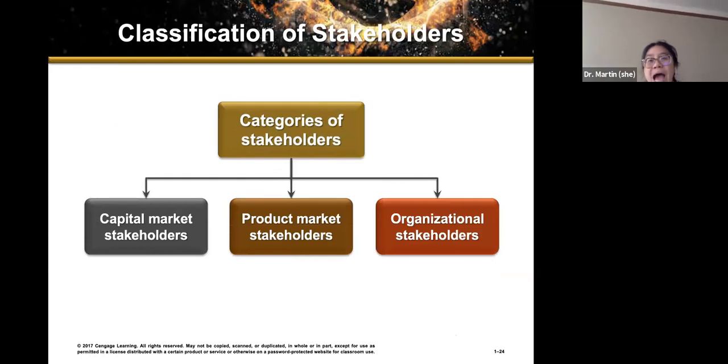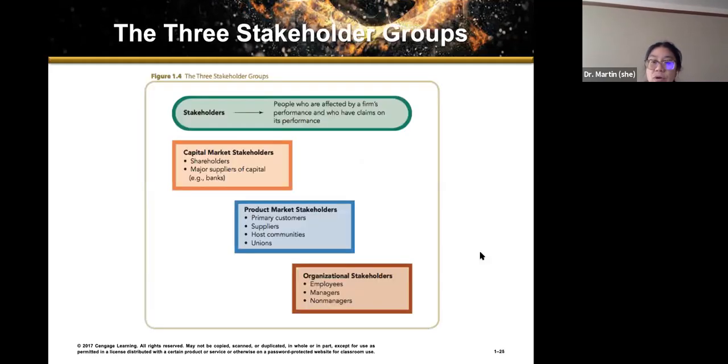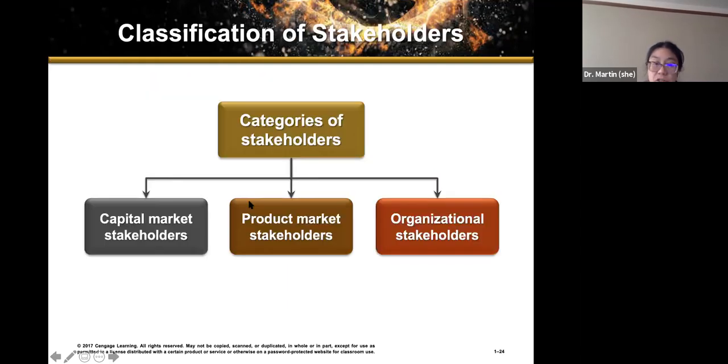Okay, so how do you classify your stakeholders? You have your capital market stakeholders, your product market stakeholders, and your organizational stakeholders. So capital market, so people who invest in your firm. These are people buying stock or buying your bonds, right? Product market stakeholders. These are your purchasers, these are your buyers, but these are also your suppliers. And then you have the organizational stakeholders.